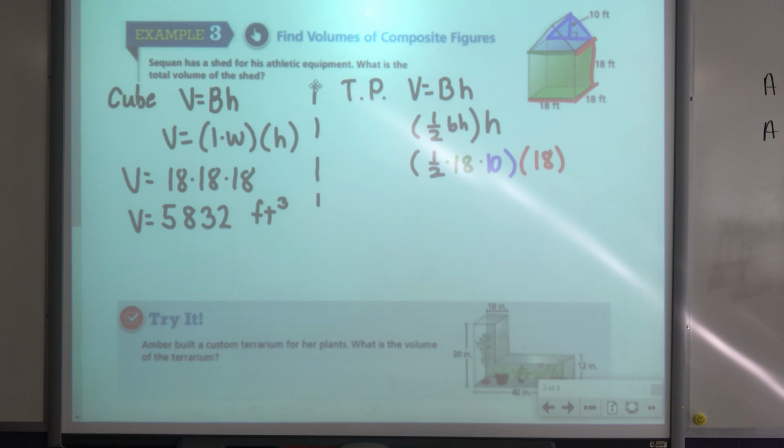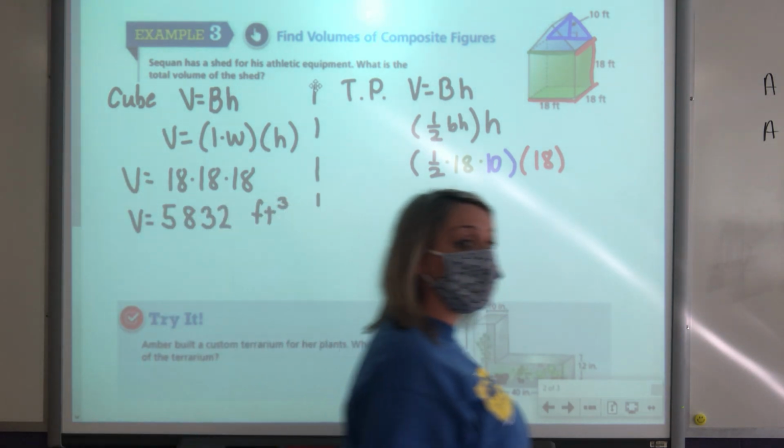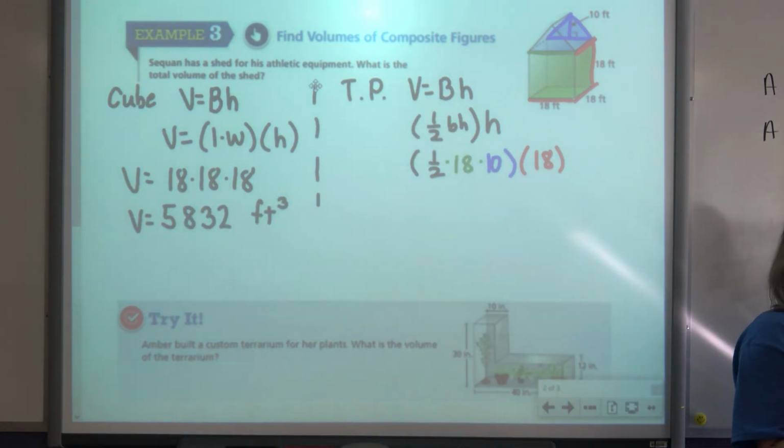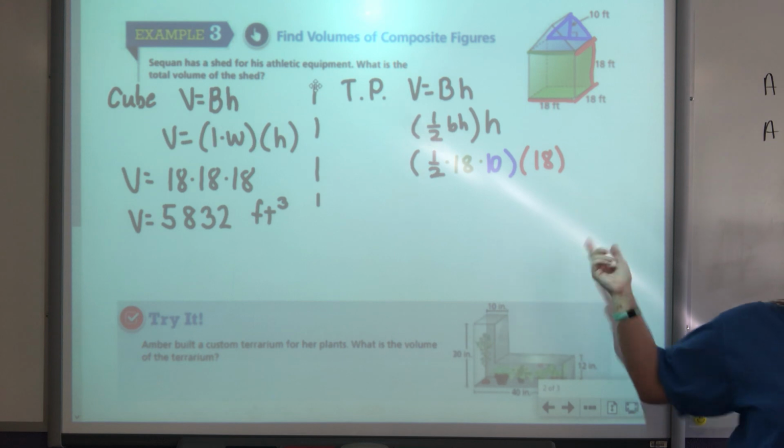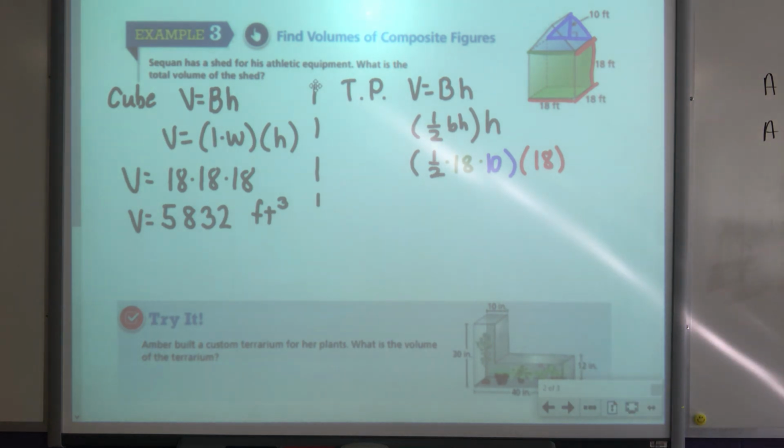Can you put this into your calculator as one expression? Yes, absolutely, you can. You could do it individually, do it by the parentheses, bring the value down, and then multiply by the height, or you can just stick it in all at once. Just make sure you have your parentheses. We practiced that yesterday. Those parentheses can make a big deal.